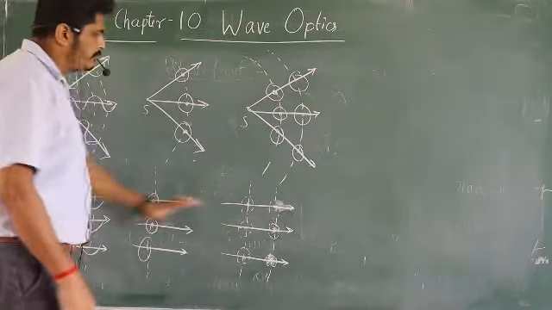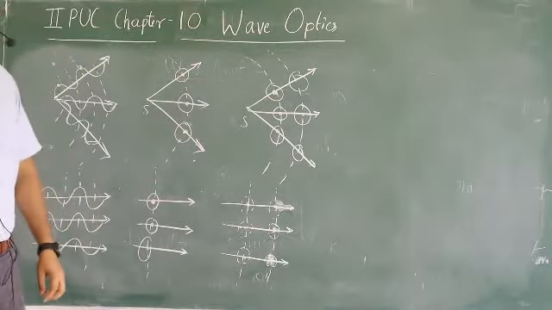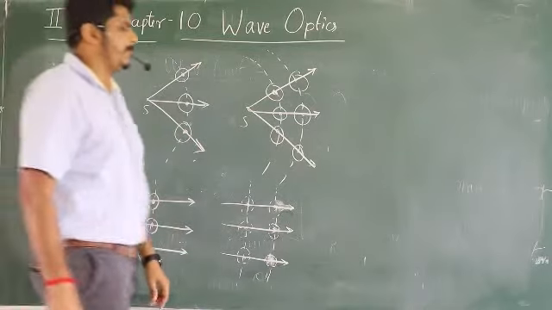So this is a plane wavefront, this is the spreading one, right? So this is called what? Spherical wavefront. Okay.